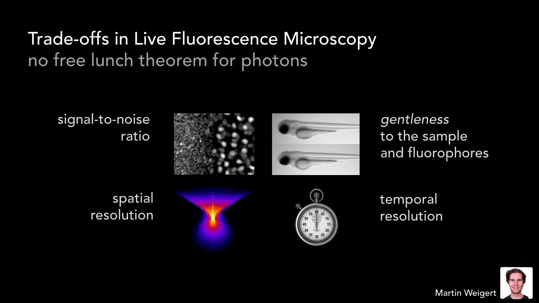But the problem is that we can't have all of these things at the same time. Most of the time we have to make trade-offs. We have to pay for something with something else. So we have to exchange maybe spatial for temporal resolution, or if we want to be very gentle to the sample, we might lose our signal-to-noise ratio. And this is true for many such combinations. So the question is, how do we go about not having to do these trade-offs?